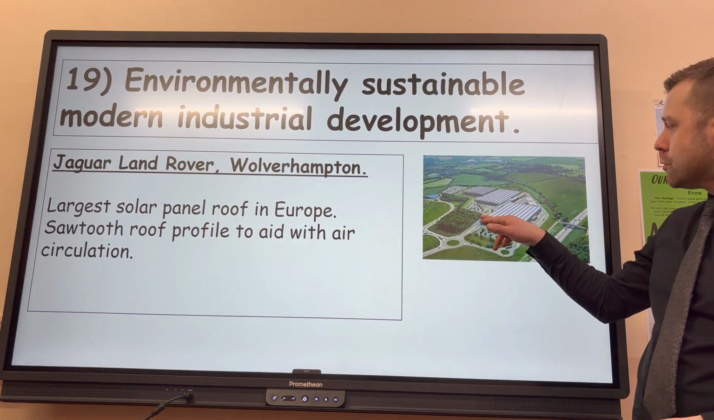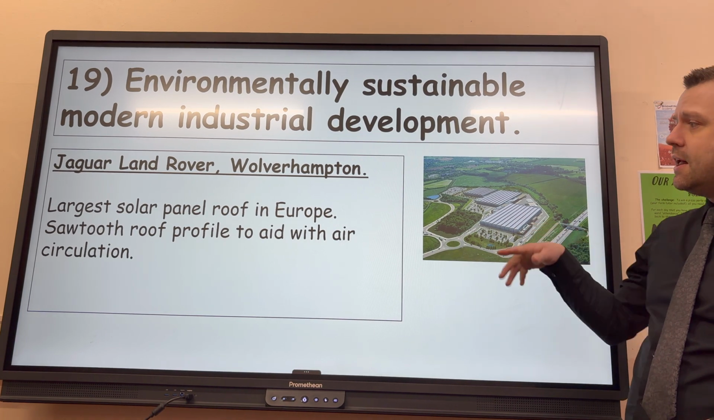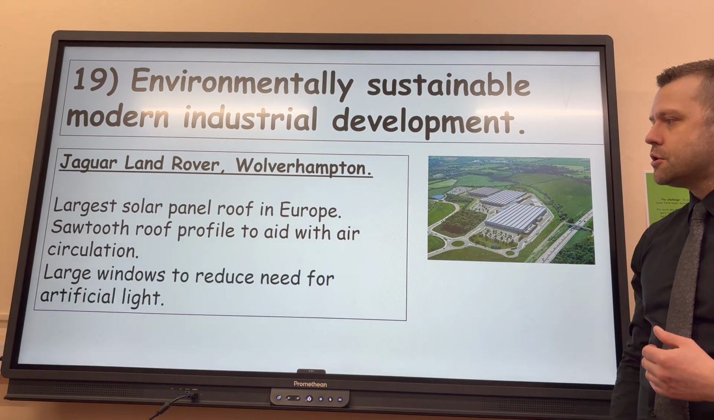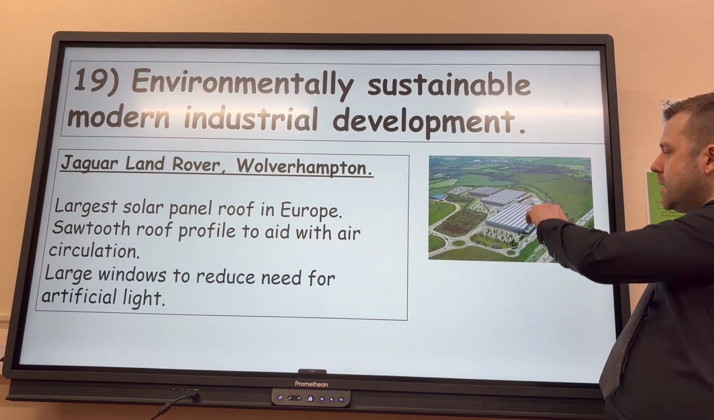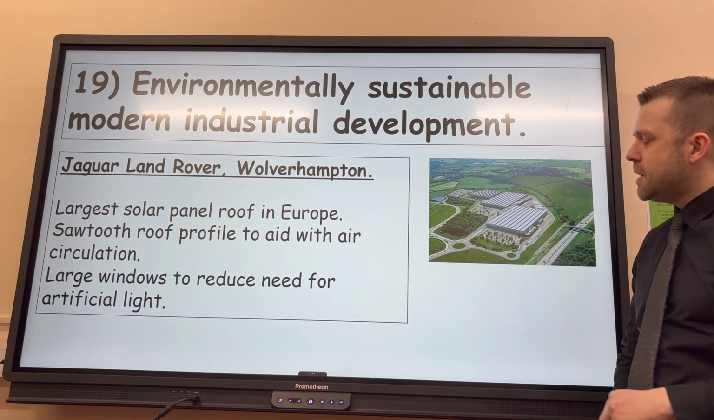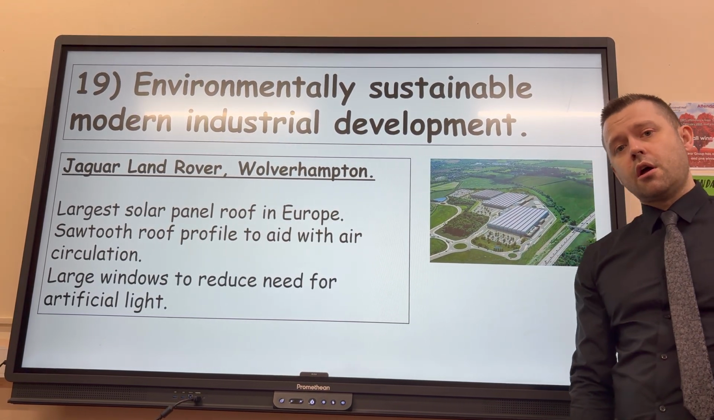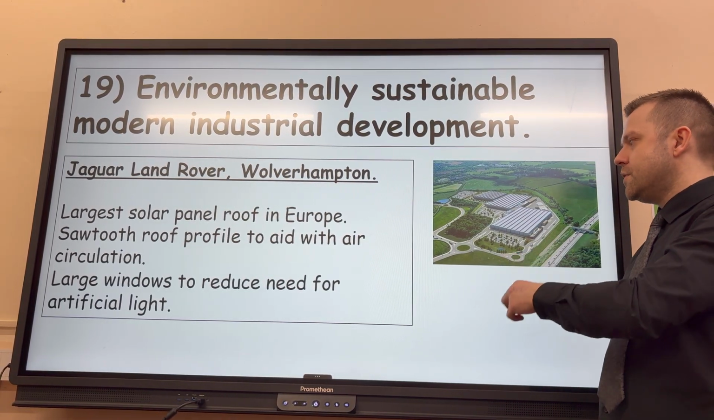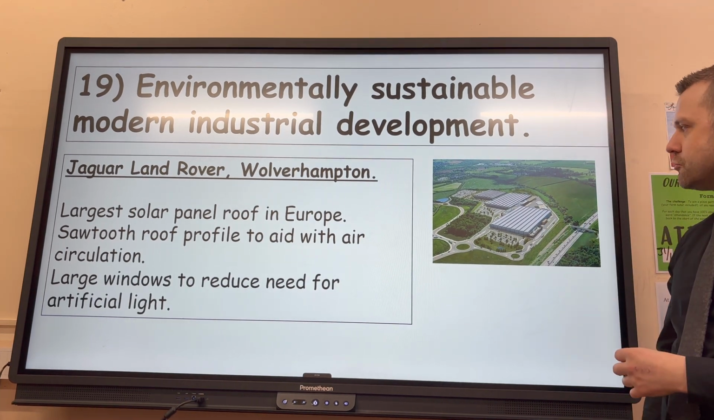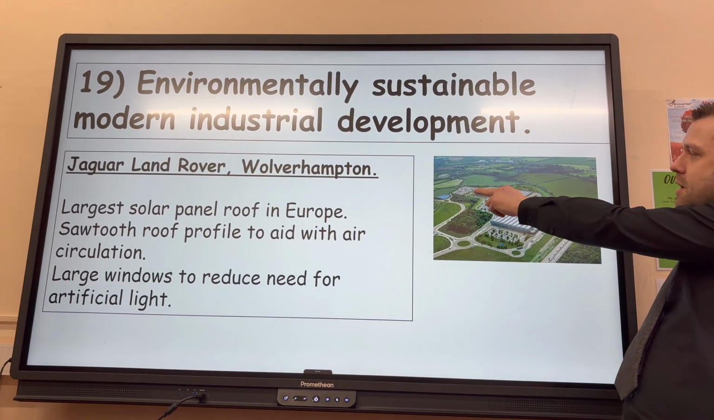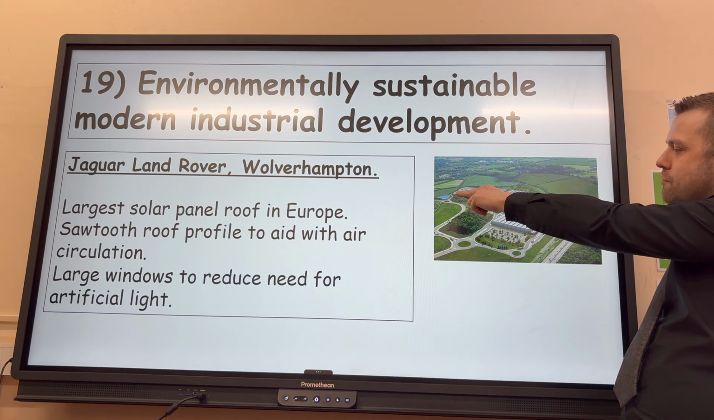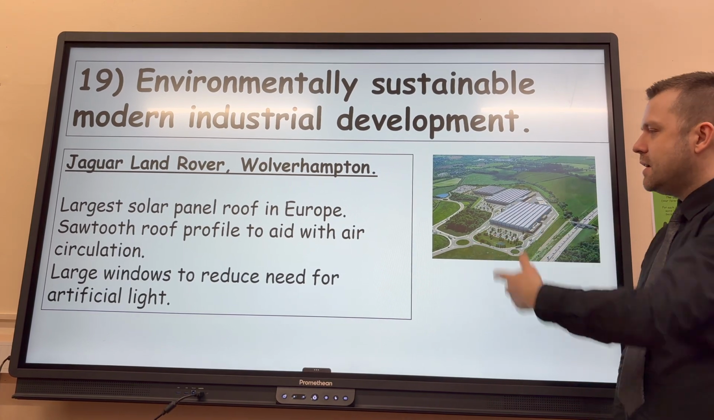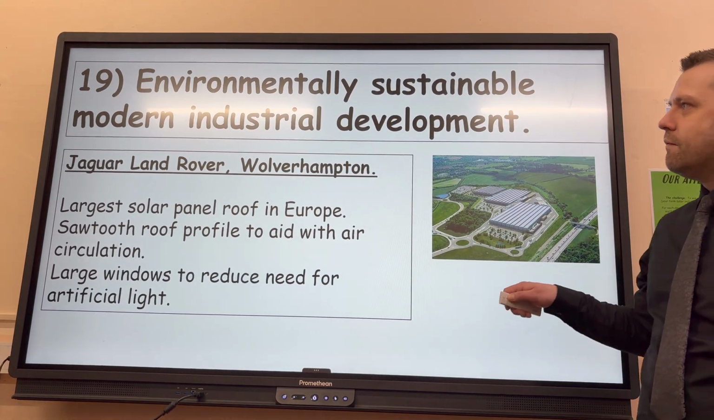It's also got a sawtooth profile roof, as you can see here, and that aids with air circulation, keeping it warm in the winter and cooler in the summer. And finally, we've got huge windows around the side that you can't see too well on this picture, but that allows them to reduce the need for artificial light. They can use natural light on the factory floor. Also, not on here, but you can see there is space for expansion in the surrounding greenfield sites, great access to the M54 motorway, and it's just a general all-round pleasant working environment.